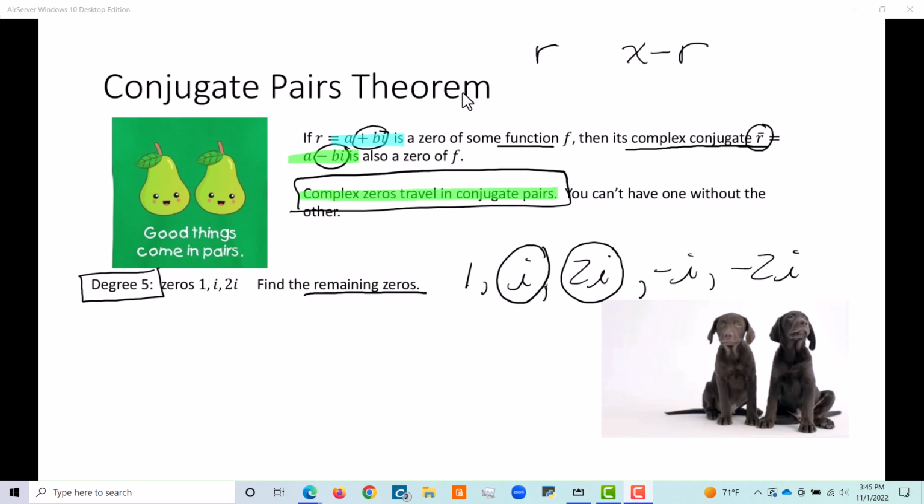I don't know, puppies are cute. They travel in pairs. I just had to throw that in.